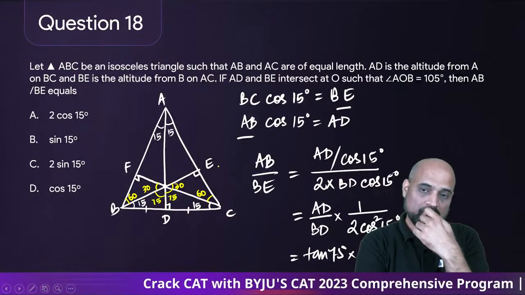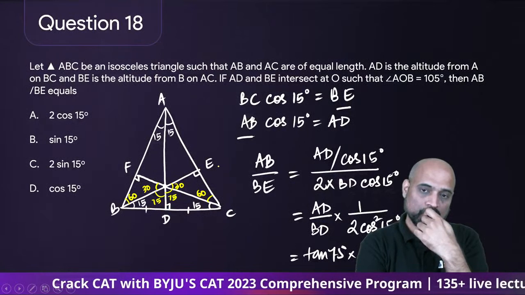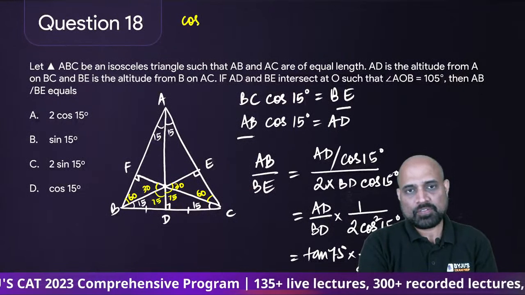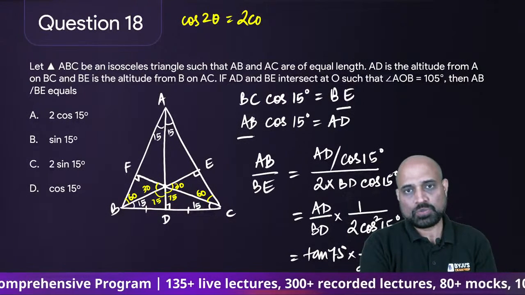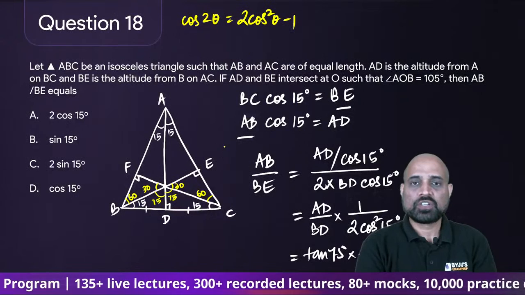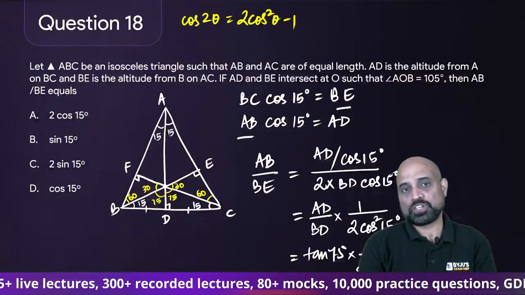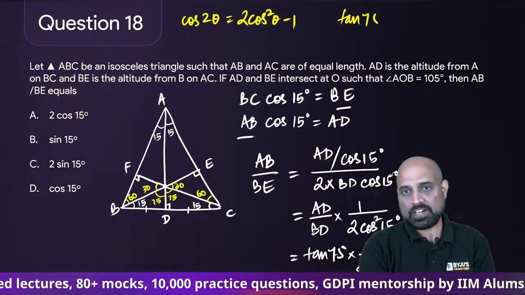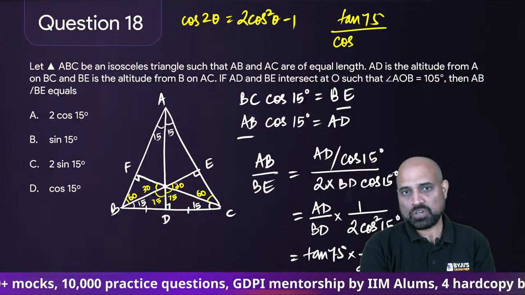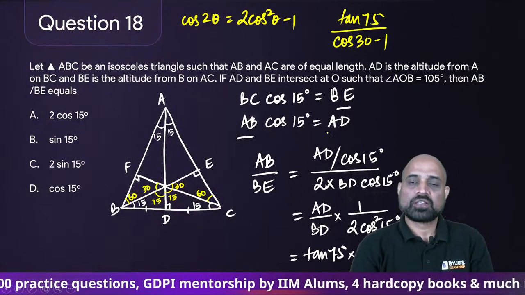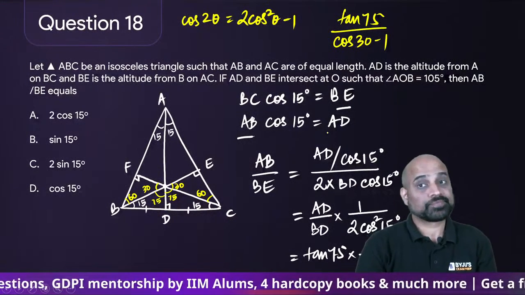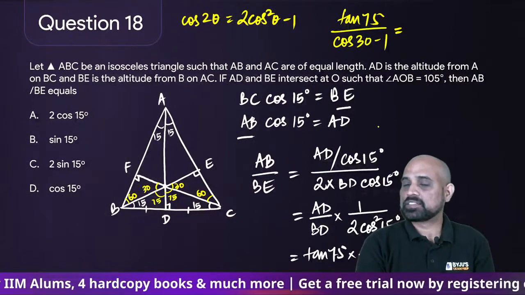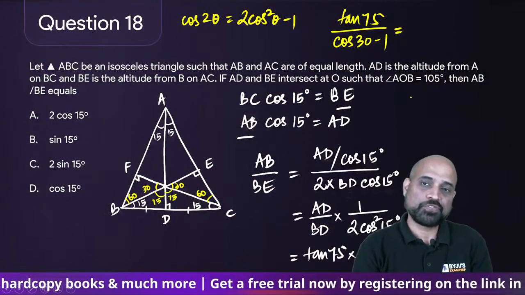And I think we know that cos 2 theta is equal to 2 cos square theta minus 1. So 2 cos square 15 is going to be cos 30 minus 1, right? So this is tan 75 divided by cos 30 minus 1. Cos 30 degrees, root 3 by 4.